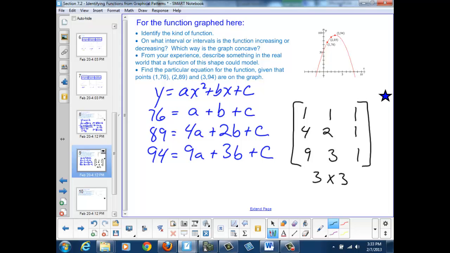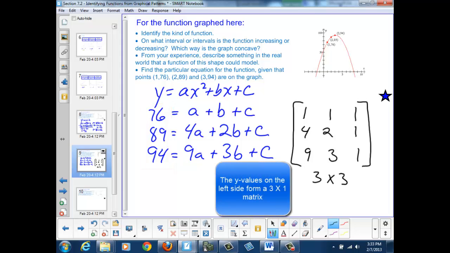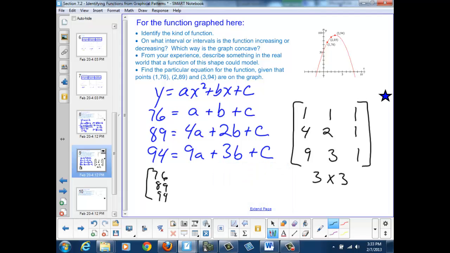On the left side of my equation, I have three numbers in one column. So here my matrix would look like 76, 89, 94, forming a 3 by 1 matrix. To solve for my unknowns a, b, and c, I need to enter these two matrices into my calculator, then multiply the inverse of the coefficient matrix by my y matrix.